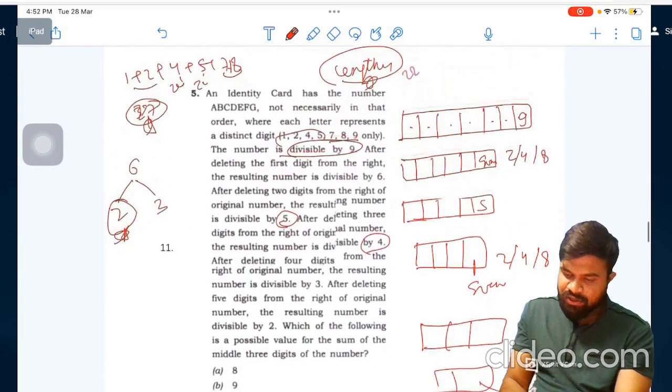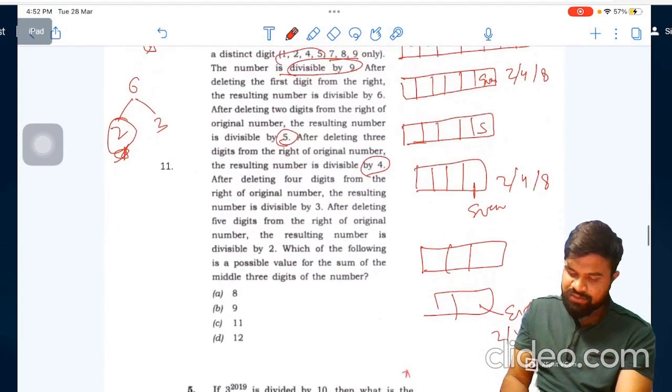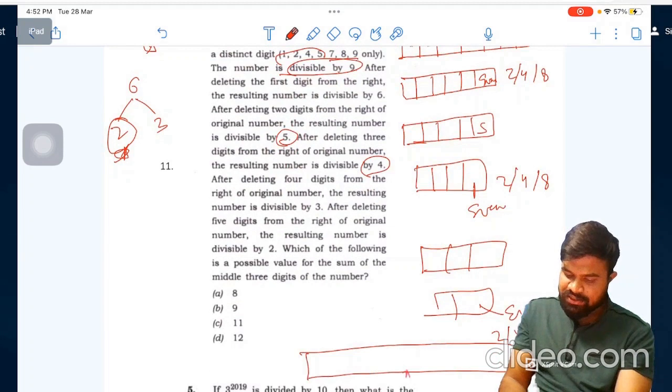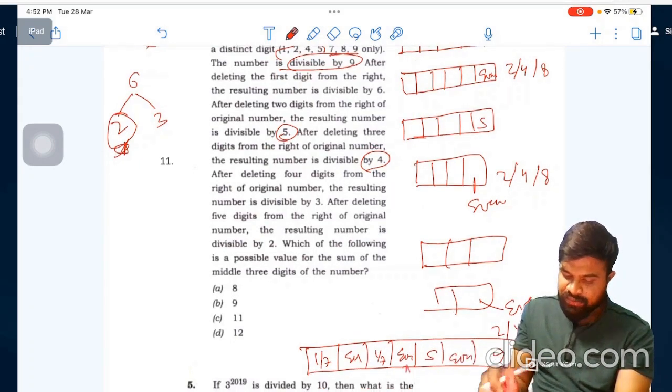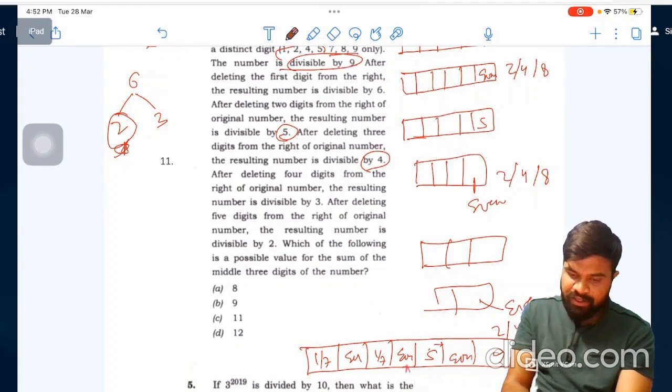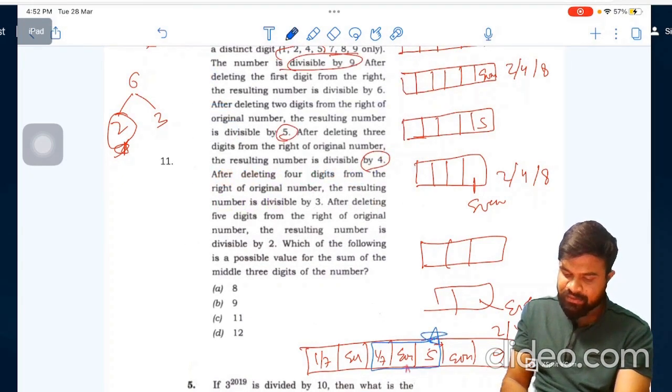Now we will combine all this information to get something like this. This is either 1 or 7. This is even. This is either 1 or 7. This is again even. This is 5, and this is again even, and this is 9. This is the 7-digit number, and we need to find the sum of the middle 3 digits.